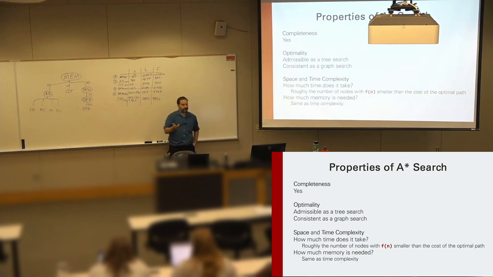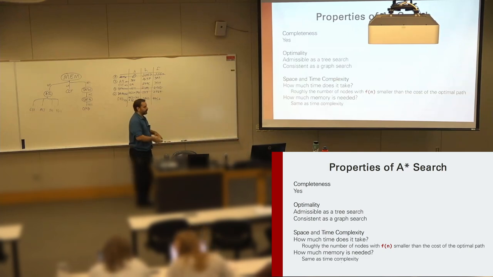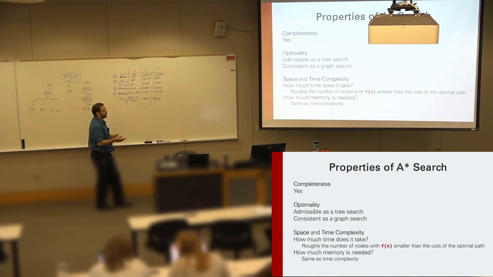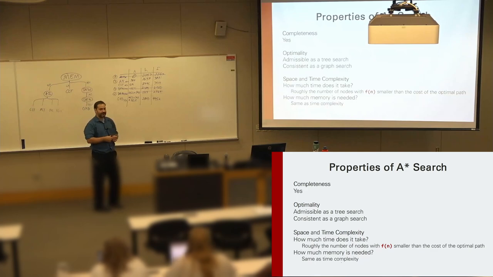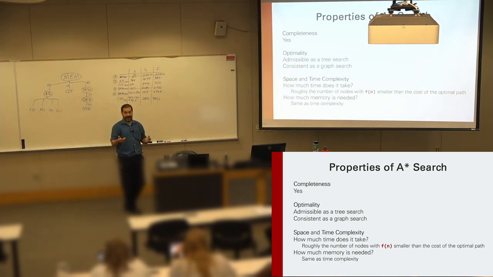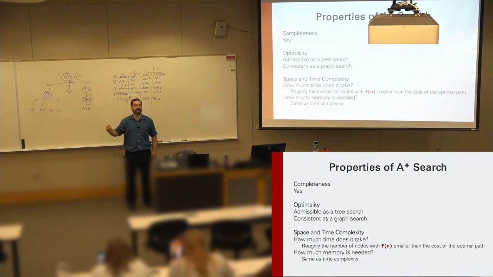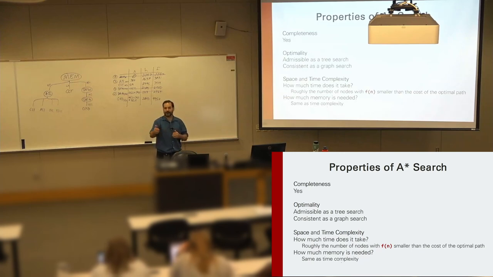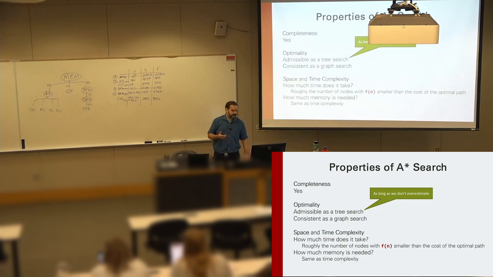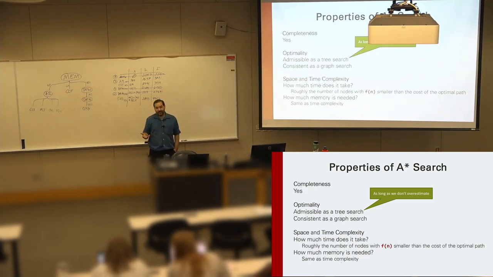So as we look at this from that space-time complexity perspective, it's admissible as a tree search and consistent as a graph search. Those are big, fancy $5 words for explaining what that means. Consistent means that if we are using this in a graph, we will always get consistent results, the same approach. We will always see a similar performing model with A star.